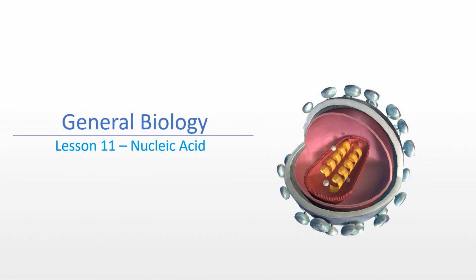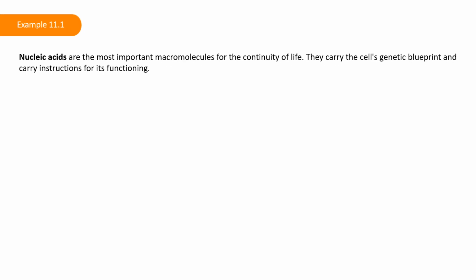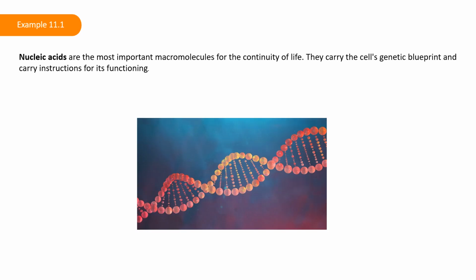Lesson 11, Nucleic acid. Nucleic acids are the most important macromolecules for the continuity of life. They carry the cell's genetic blueprint and carry instructions for its functioning. The two main types of nucleic acids are deoxyribonucleic acid, DNA, and ribonucleic acid, RNA.